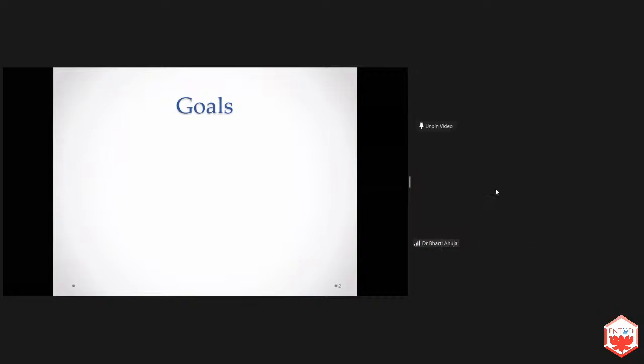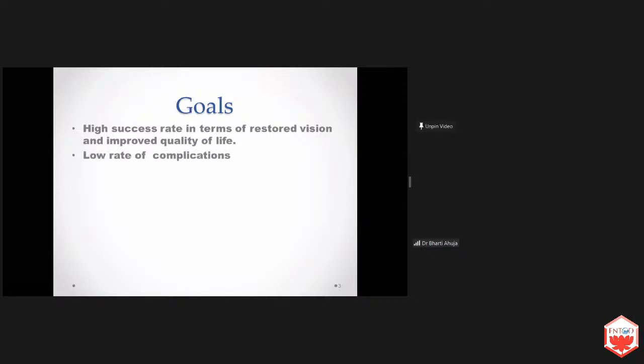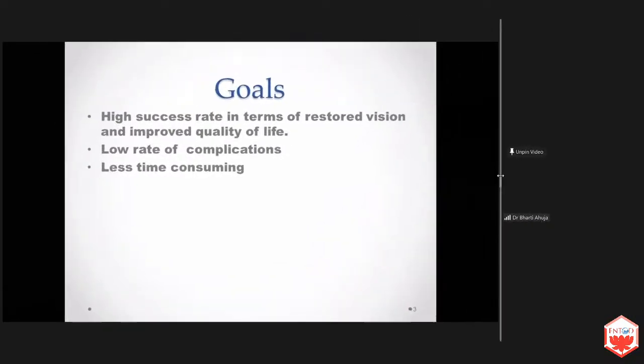What are the goals we are going to achieve through this whole exercise? Obviously, a high success rate in terms of restored vision and improved quality of life. We need to have a minimal or low rate of complications. And obviously, the procedure should be less time consuming.